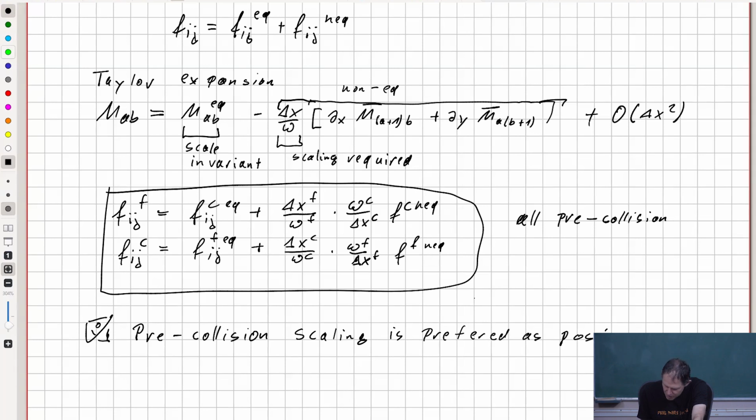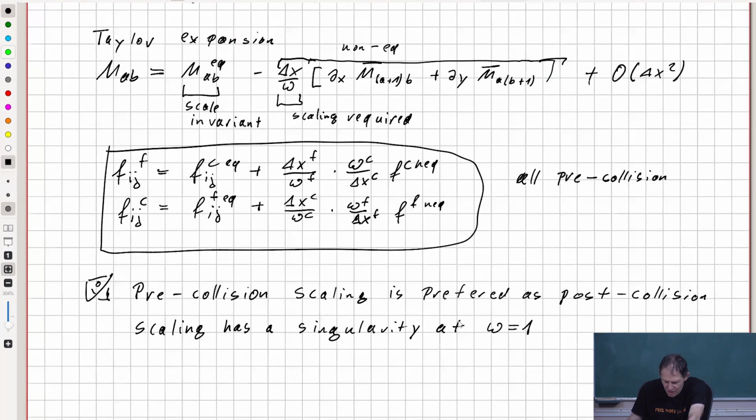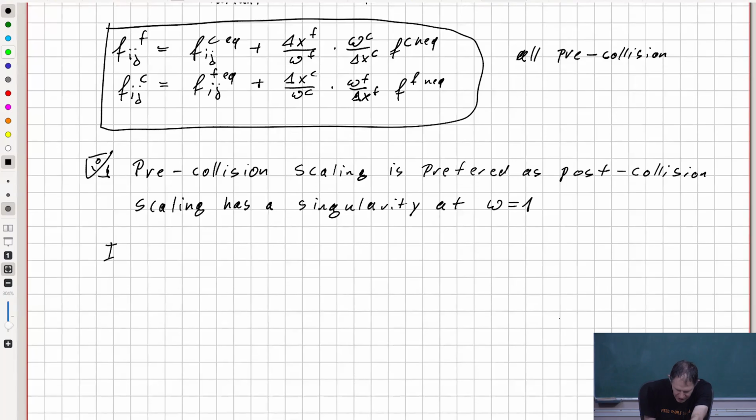because post-collision scaling has a singularity at omega equals to 1. So this cannot handle this particular case. So now what you have to deal with is the interpolation of these hanging nodes.